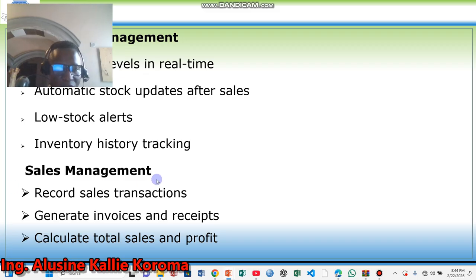Also sales management: record sales transactions, that is the daily, weekly and monthly transactions, and also generate invoice and receipt. So this system is able to do that, and it can give an automatic receipt, which can be printed and given to the customer. Calculate the total sales and profit yearly, weekly or daily. You are able to know how many products you have sold and how much profit you made.